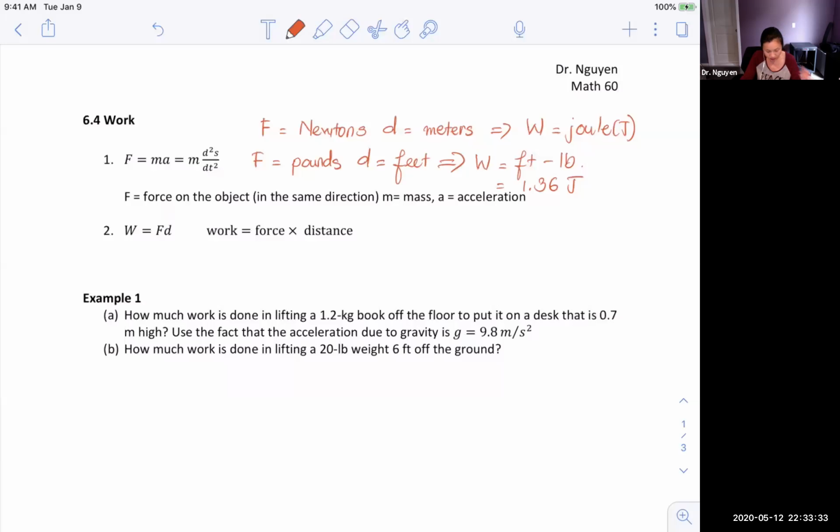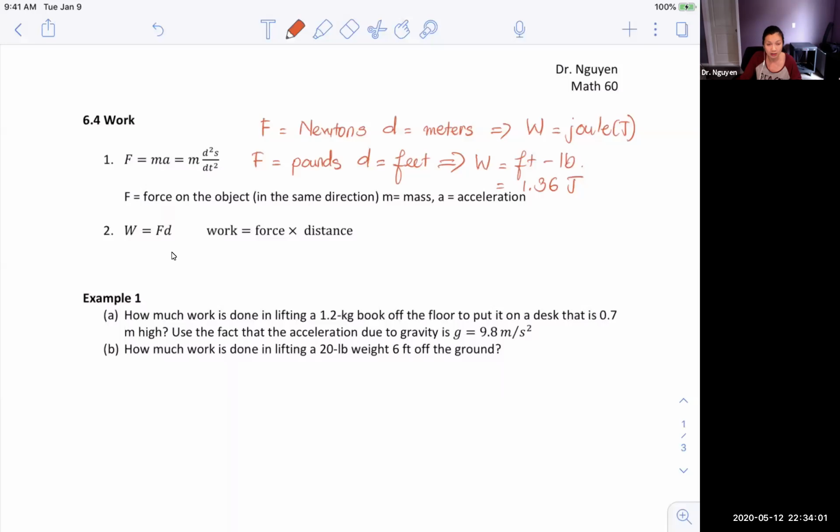In general, if an object moves along a straight line with a position function, then the force of an object is given by that equation. This is Newton's second law of motion. So you have m is the mass, and a is the acceleration.